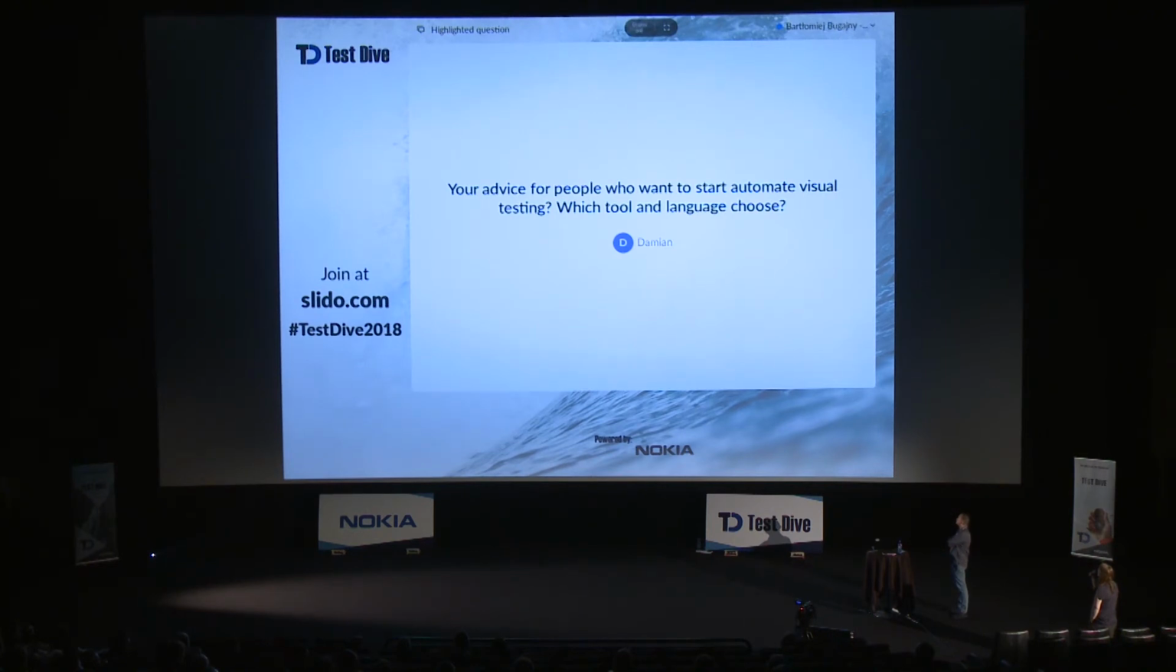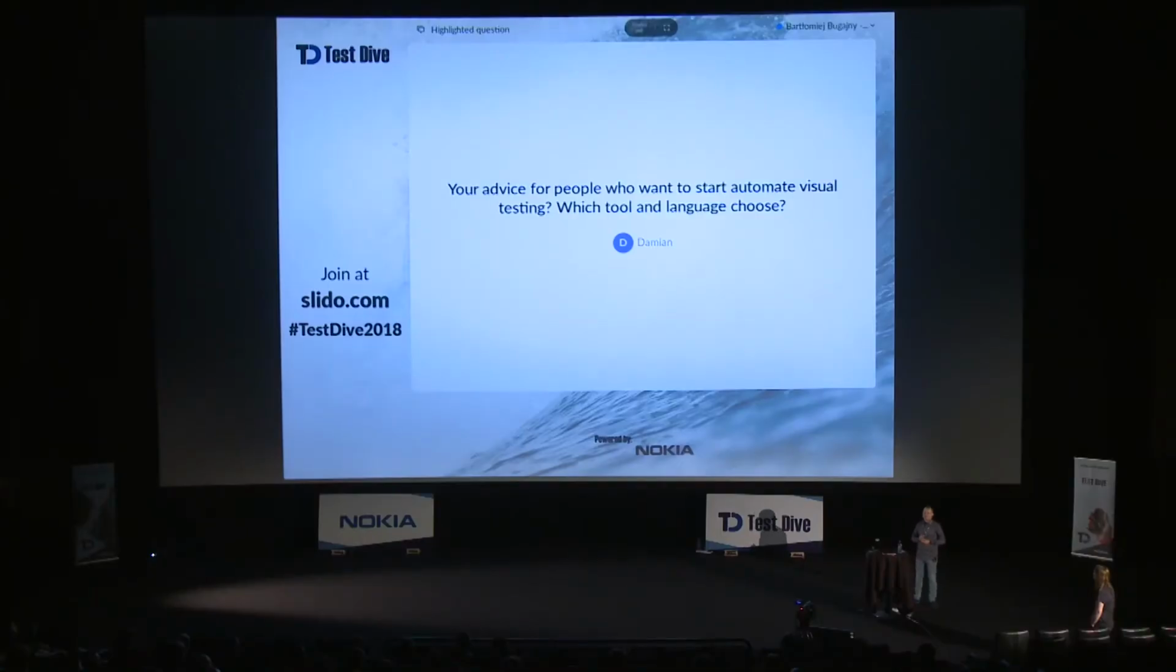Your advice for people who want to start automating visual testing: which tool and language to choose? It's difficult for me to answer which language they should use, because it depends on the project and what they are using. As you saw in the presentation, Applitools Eyes works for mostly all of the programming languages and all of the automation frameworks. So it depends on how you are developing the page. Whether it's C# or Java, you don't need to care, because for each programming language it is very simple to use.